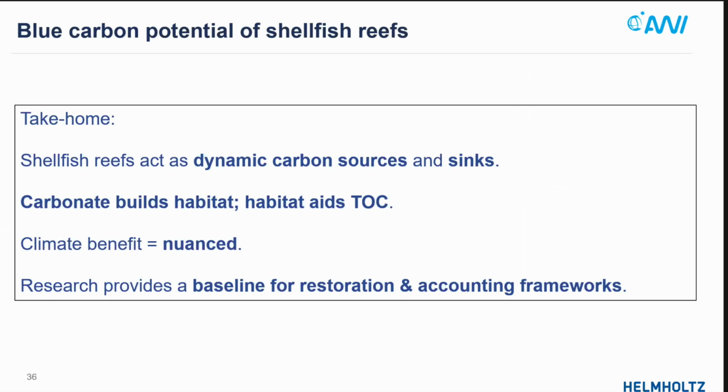Mixed mussel and oyster beds combine strong delivery with durable structure of the reef, and the climate dividend is nuanced, but it is measurable. So it is modest in magnitude, and it is basically tied to biodiversity and habitat function as well.